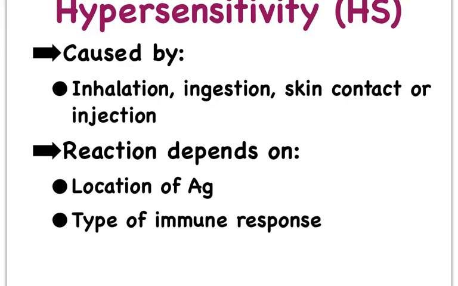As mentioned, there are 4 different kinds, and the kind that occurs is going to depend on what kind of an immune response occurs. For instance, are antibodies involved or not? And also what the location is of the antigen, which seems like a strange way of creating a classification within the hypersensitivities.